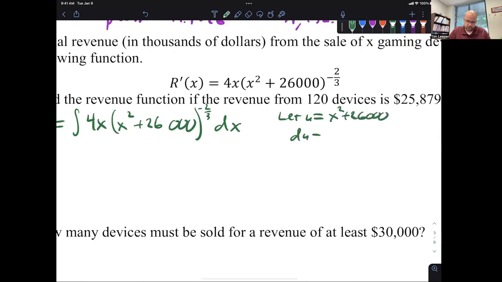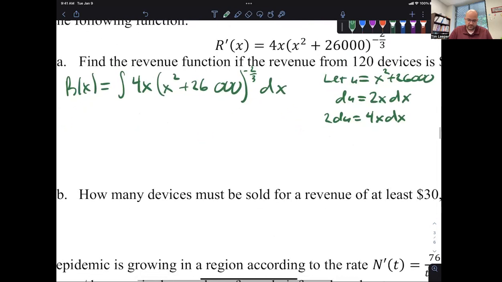That means that du would be 2x dx, but I don't want 2x, I want 4x. Multiply both sides by 2, that gives me 2 du, which is equal to 4x dx. Good. So the revenue function in the u space instead of the x space will be the integral of 2 du instead of the 4x dx, and instead of x squared plus 26,000, that would be u, and keep the exponent as negative 2/3.